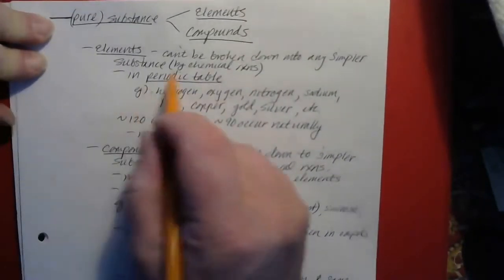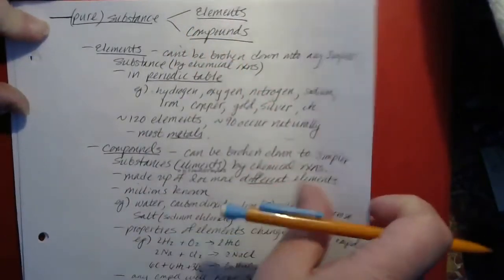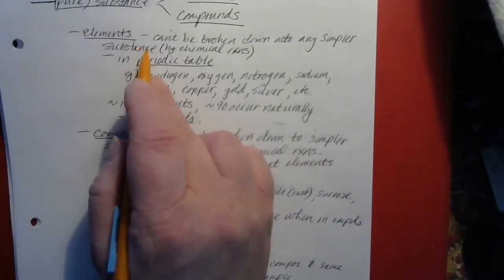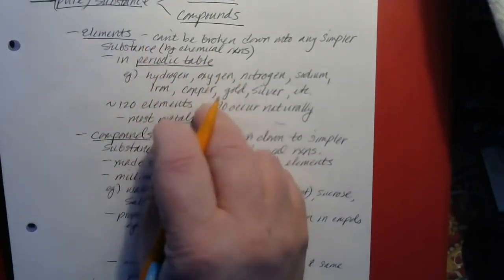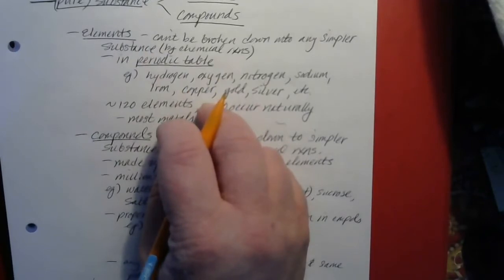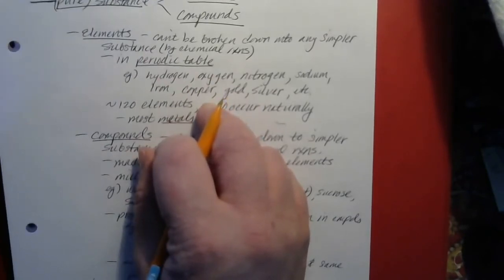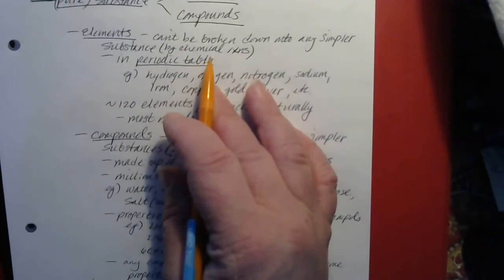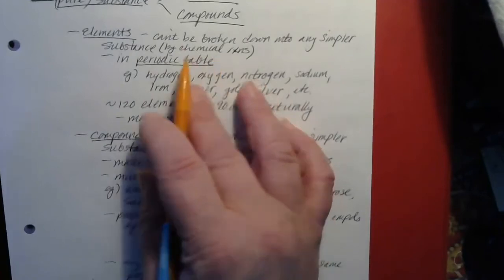Substances, as I mentioned a moment ago, can be classified as either elements or compounds. Chemical elements are the fundamental building blocks of chemistry. There are about 120 of them, and something like 92 or 95 of them occur naturally, and the rest are made in the laboratory. They are substances that are found in the periodic table. So if it's in the periodic table, it's an element. If it's not in the periodic table, it's not an element.